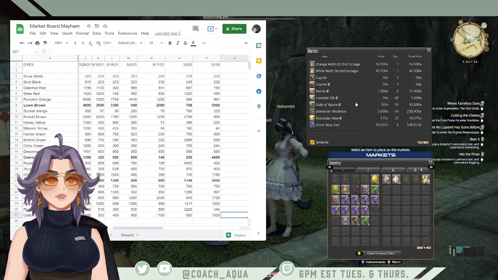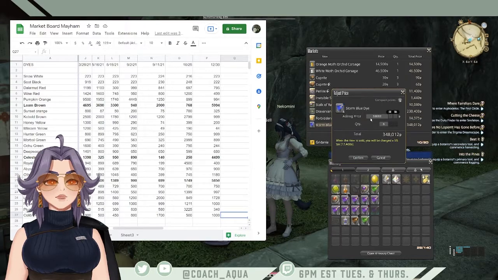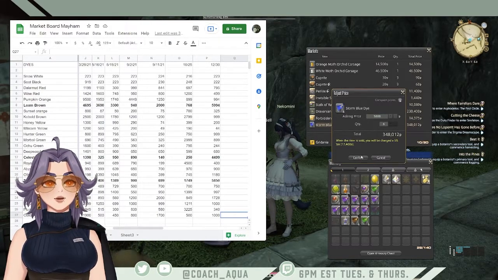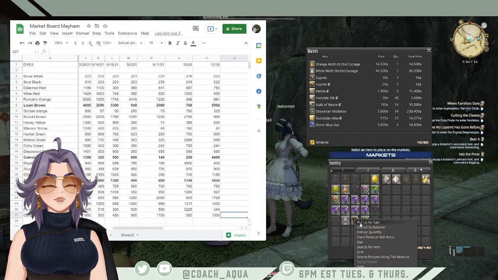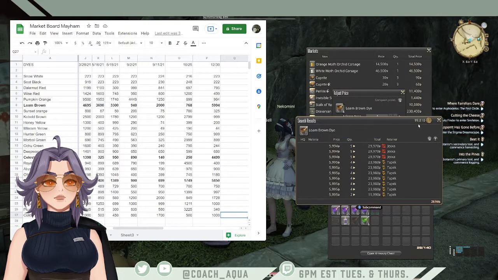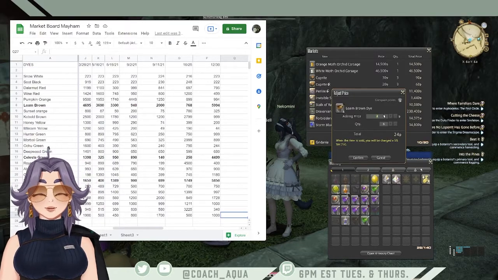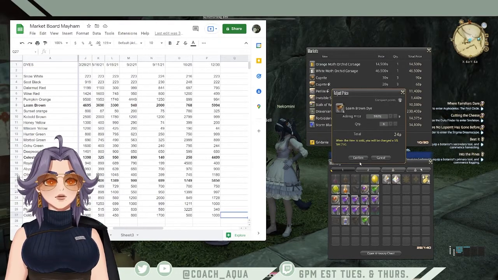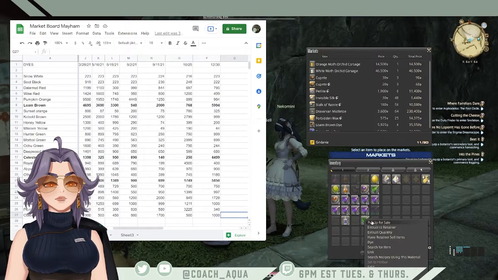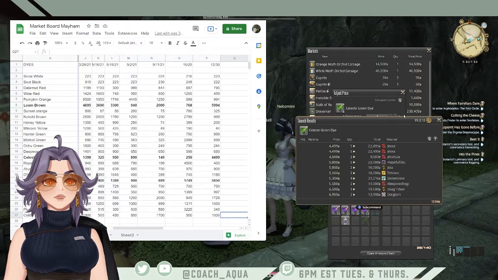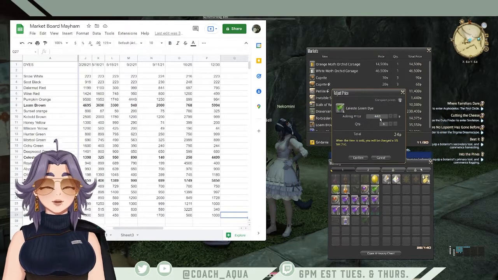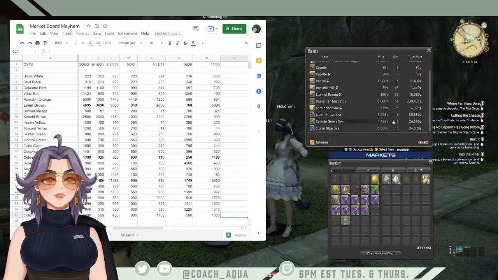5,800. We'll just do that. Oh, too expensive. Way too expensive. There we go. And loam. Double check the price. 5,925. 5,925. There we go. Celeste green, 4,425. All right, so that is going to net us about 100k.